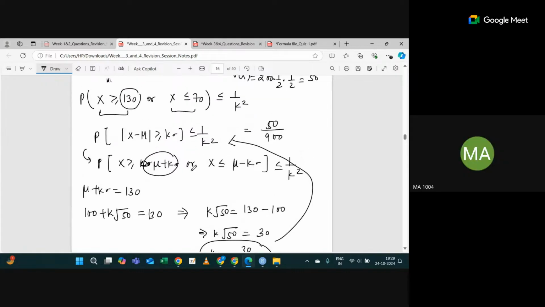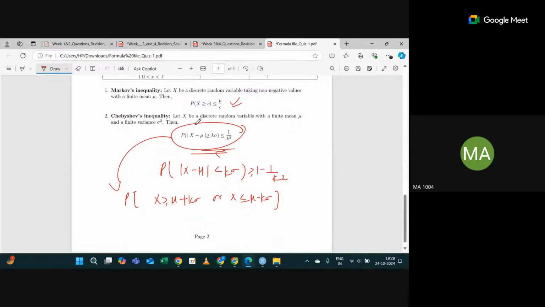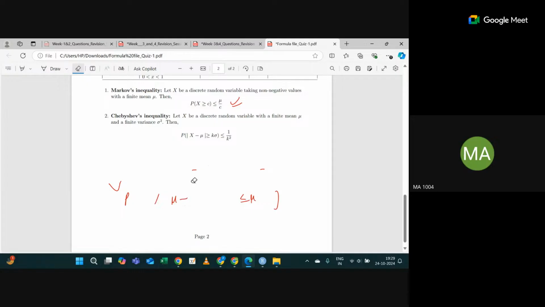If this is the or case, use the upper bound. If this is the between case, you can use the lower bound. Basically, one smart approach is just to solve the inequality inside this probability. If you solve it, I can write x minus mu greater or equal to k sigma, or x minus mu less or equal to minus k sigma, right? And I can write probability x greater than or equal to mu plus k sigma, or x is less or equal to mu minus k sigma.